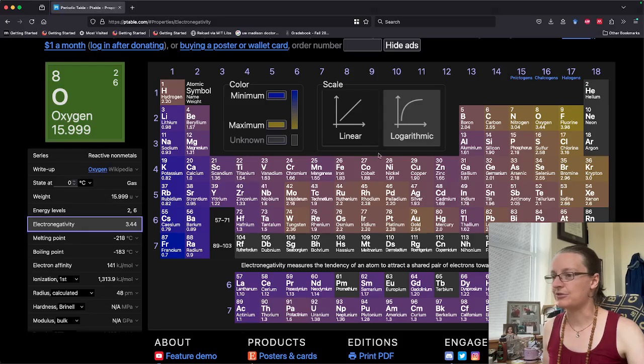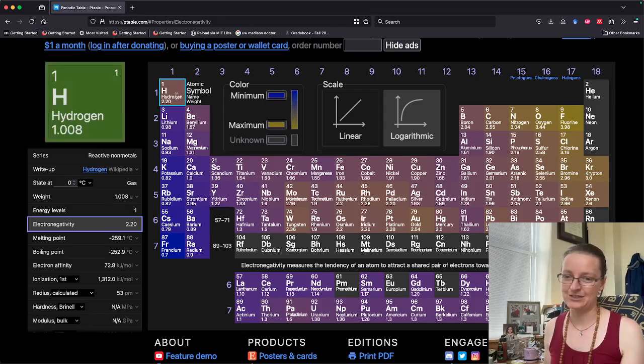We can go ahead and double check. Chlorine's here, 3.16. Hydrogen's over here, 2.21. That gives me a difference of 0.96, which means that that one is the polar covalent bond.